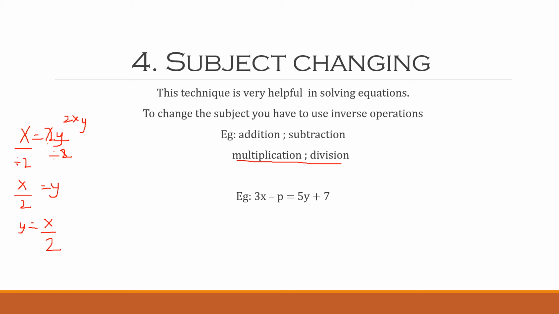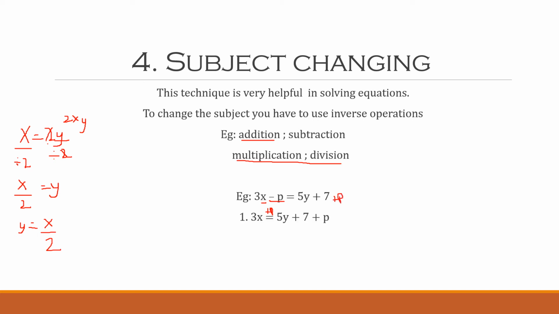Here we will have to make x our subject. So we will have to move p and 3 from here. Firstly, we will move minus p away to the other side of the equation. As we know, this is subtraction, so the inverse operation would be addition. So we will change this to plus p, and on this side also it will be plus p.